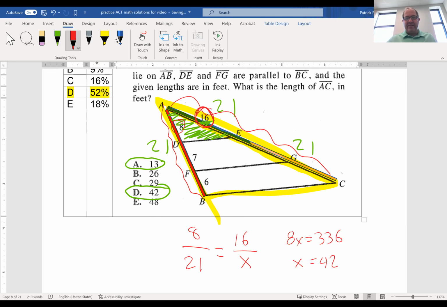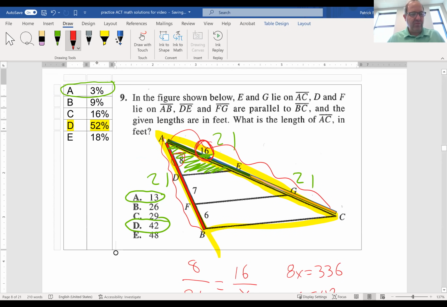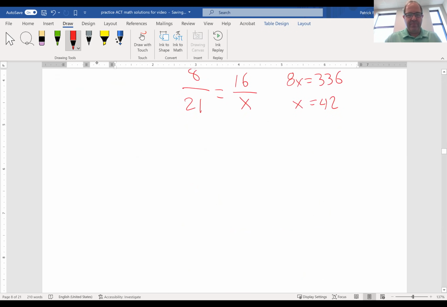But I think that the fact that it's drawn to scale makes this one way faster, okay? Use that. It is always drawn to scale, always.